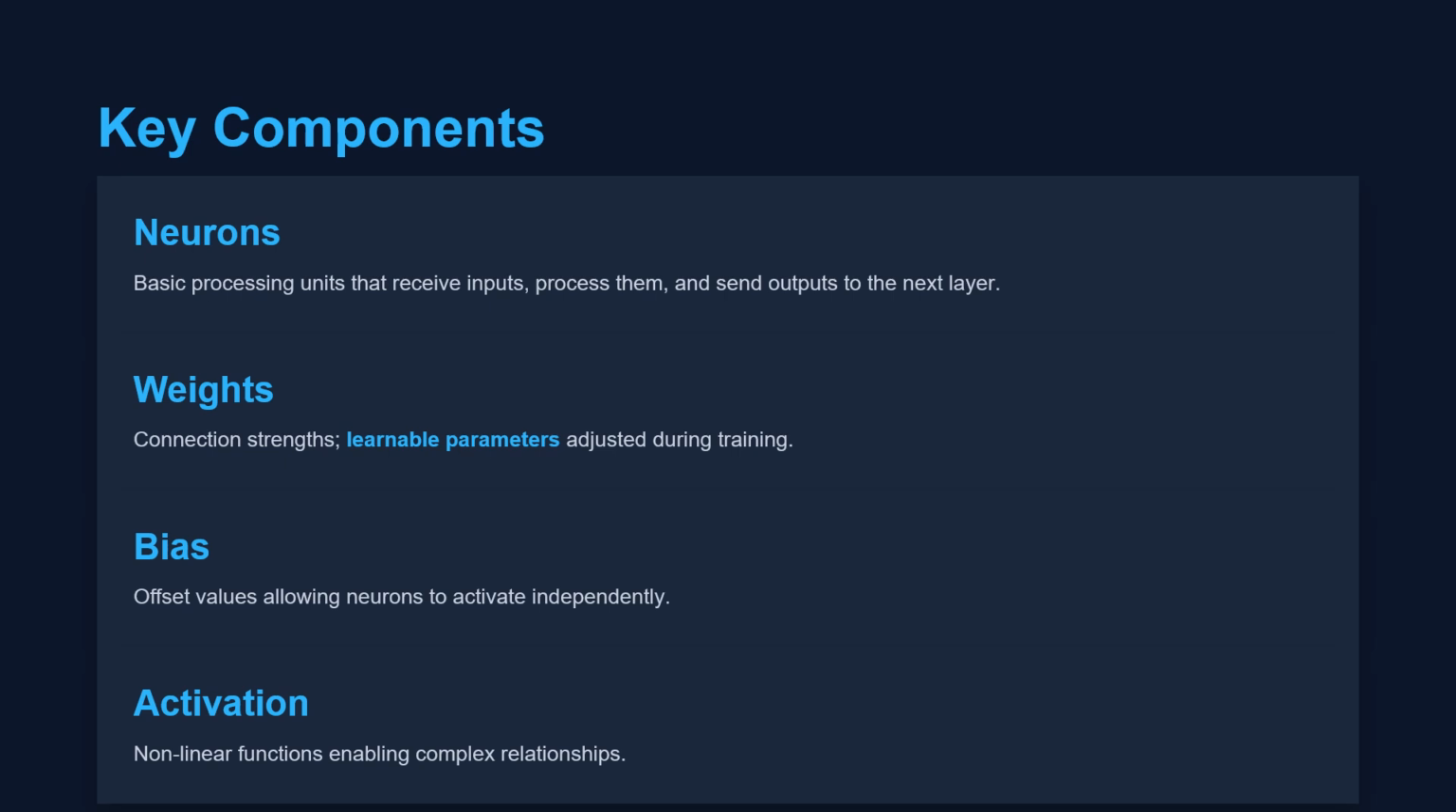Third, bias, offset values that allow neurons to activate independently, giving the network flexibility. Fourth, activation functions, mathematical functions that introduce nonlinearity. Without them, even deep networks would just perform linear transformations, unable to solve complex problems. Together, these components enable neural networks to learn complex patterns. Weights and biases are updated during training. Activation functions remain fixed. Now, how does data move through this network and how does it learn?